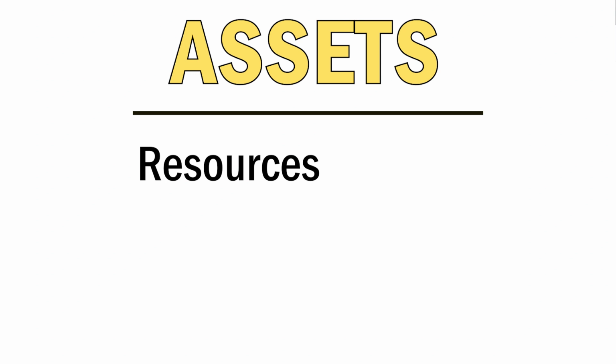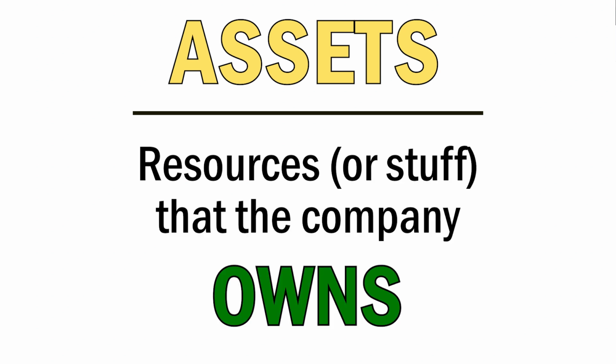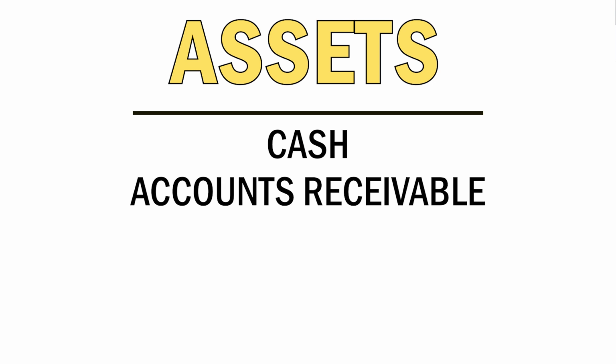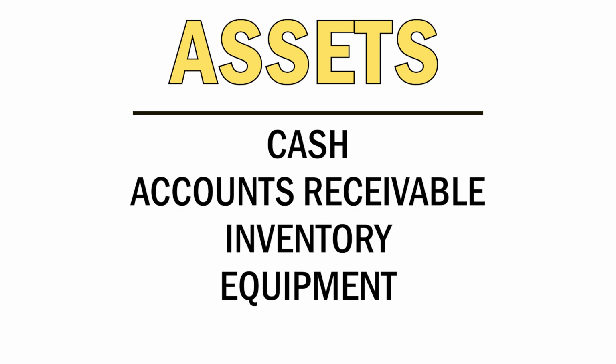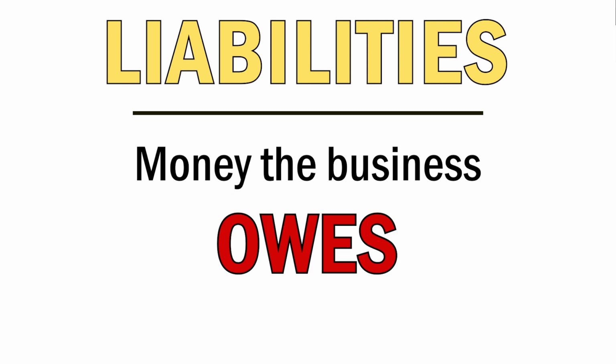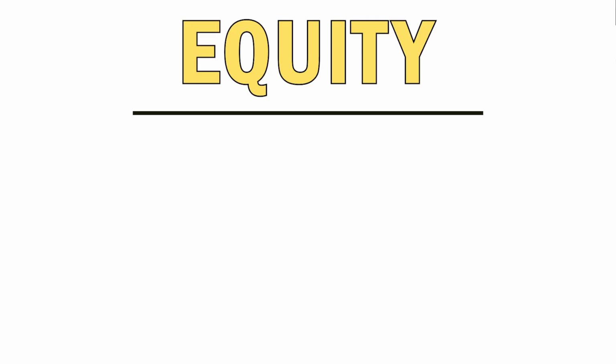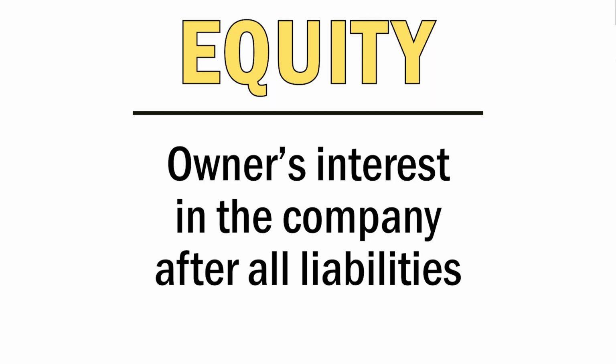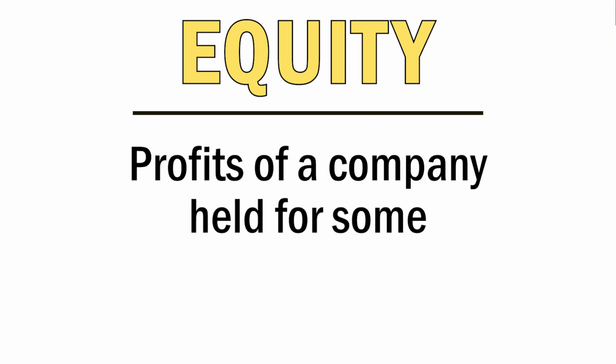Now, let's define assets. Assets are simply defined as resources or stuff that the company owns. Examples of assets can include things such as cash, accounts receivable, inventory, equipment, and investments. Liabilities are simply defined as a company's financial obligations, or it can be money the business owes to its employees, vendors, or banks in the form of loans. It's essentially money the business owes to creditors. Equity can be a very complex, tricky subject to grasp, but for now, you can think about equity as an owner's interest in a company after all the liabilities have been deducted. Or you can also think about equity as profits of a company held for some future use.